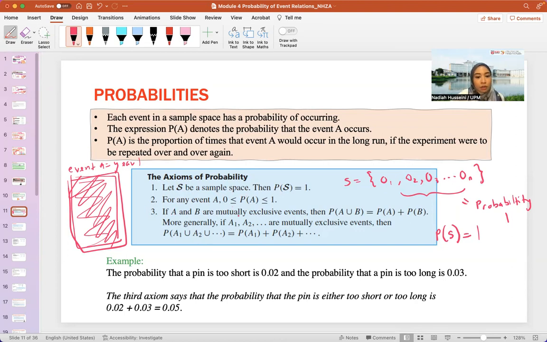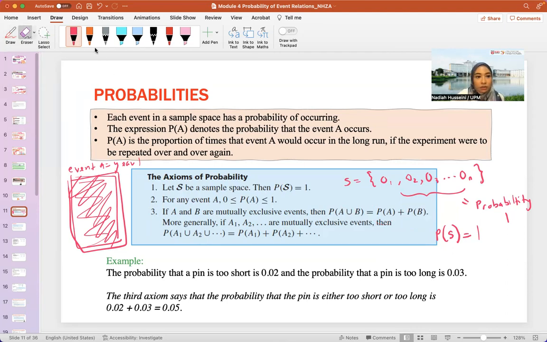If A and B are mutually exclusive events, they don't overlap, like we saw with the resistors just now, then P of A union B, the probability of A or B occurring, is equal to the probability of A plus the probability of B occurring. So you have to add them up if you want to know the union of these two events, even though they are mutually exclusive.